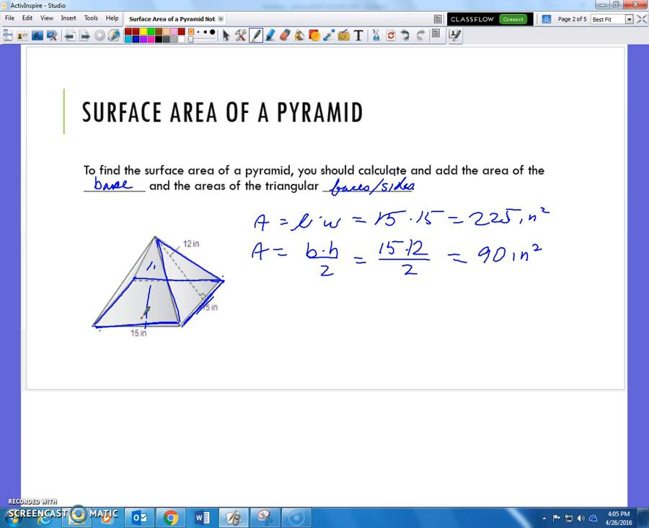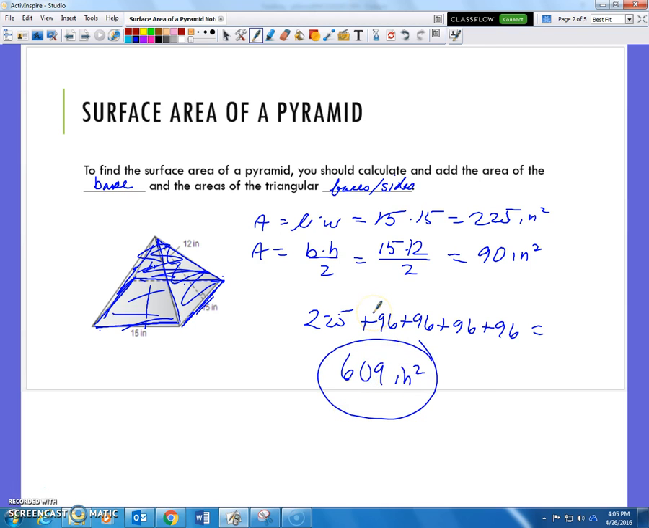So I'm going to take that 90 and add it on 4 times, because I have 1, 2, 3, 4 triangles on my pyramid. So I'm going to say 225 plus 90 plus 90 plus 90 plus 90. And that 90 is representing the area of this triangle, the back triangle, the side triangle, and the front triangle. So we're going to put that 90 on there 4 times. And so when we add that all together, that gives me 585 square inches. All right, so there's one example.